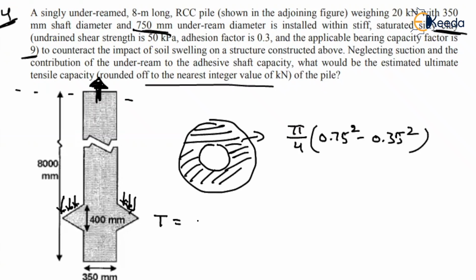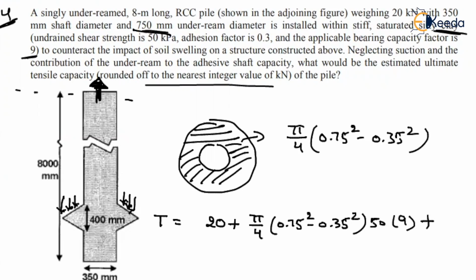So what forces are acting in the downward direction? Tensile capacity will be equal to the self weight of the pile, acting in the downward direction, 20, plus the normal force that is acting along the enlarged area. That is nothing but pi by 4 into 0.75 squared minus 0.35 squared, into the C value, 50, into the NC value, 9. This is the bearing resistance.